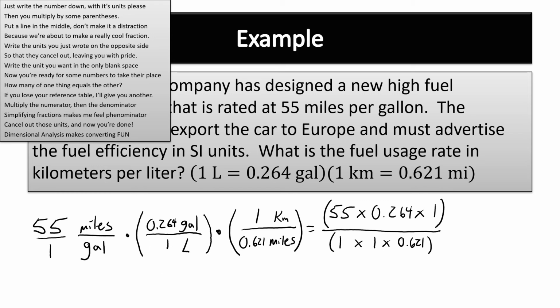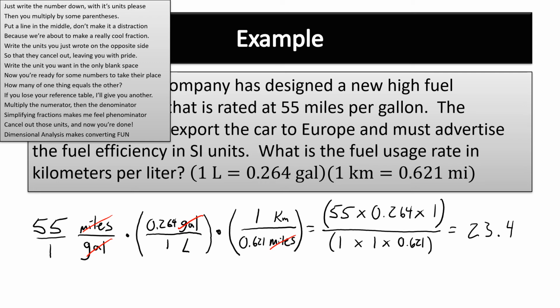So in my calculator, I would do 55 times 0.264 divided by 0.621. And you end up getting 23.38, 23.4. All right, and then here's the fun part. I promised you a fun part. Look, gallons, gallons, they're on opposite sides. They cancel out. What else cancels out? Ooh, miles, miles, they're on opposite sides, so they cancel out.